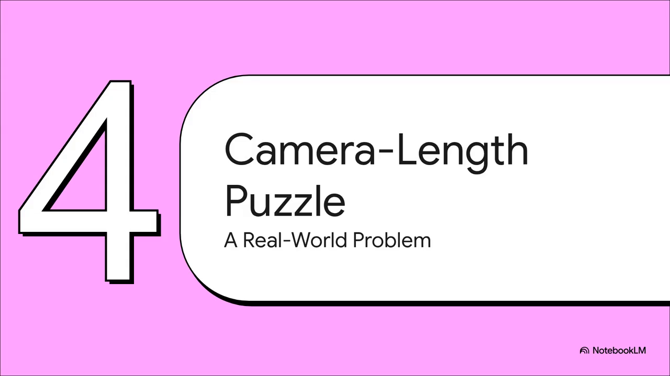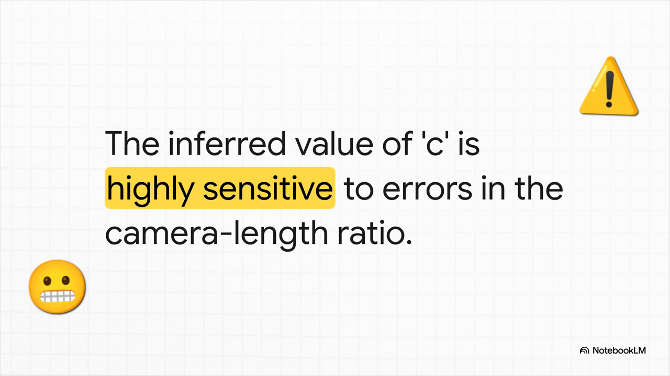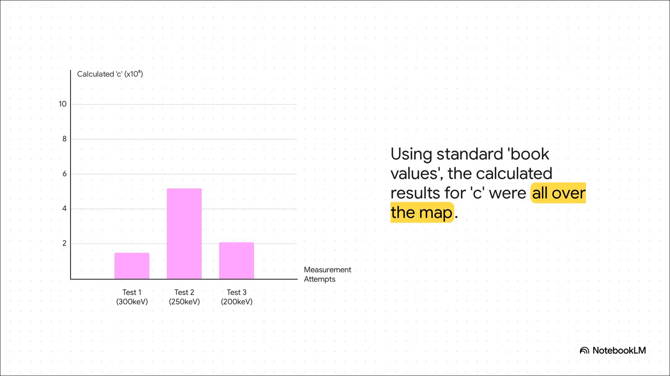But, you know, this is science. It's never that easy. Just like in any good story, their beautiful, elegant idea immediately slammed into a huge real-world problem. A puzzle that, if they couldn't solve it, the whole thing was a bust. So it turns out the entire experiment was ridiculously sensitive to one little thing. That camera length ratio we mentioned, which is kind of like the microscope zoom level. If that one number was off by just a tiny bit, their calculation for c would be, well, garbage. Totally wrong. And guess what? That's exactly what happened at first.